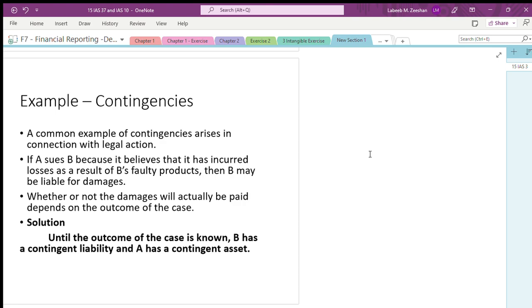If A assumes that B has caused it losses through a faulty procedure, then B will be liable for damages. Whether or not the damages will actually be paid depends on the outcome. Until the outcome of the case is known, we cannot do anything. B has a contingent liability and A has a contingent asset. Contingent means may or may not be.